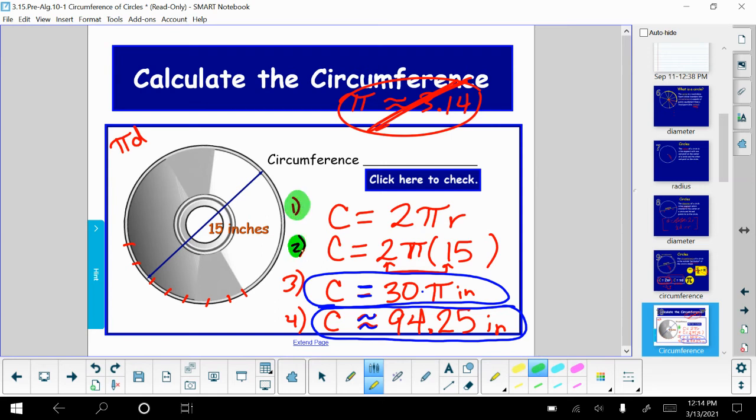Line number 1, just write the formula. Line number 2, substitute in the given information. Line number 3, write it exactly, the answer. Line number 4, write it as an approximate.